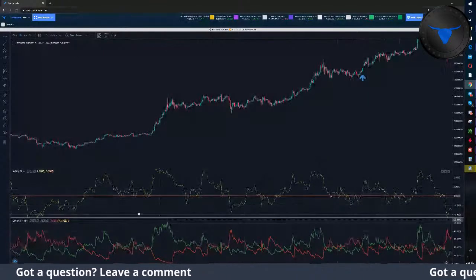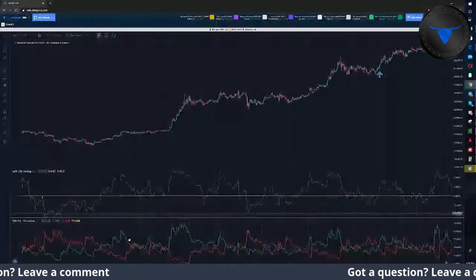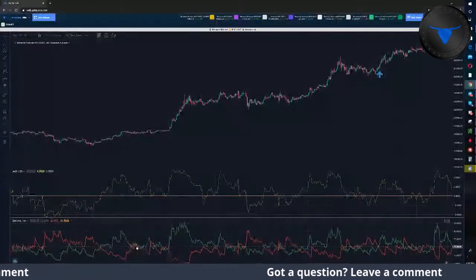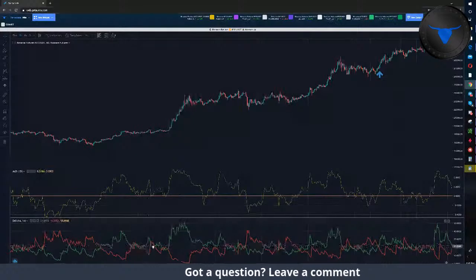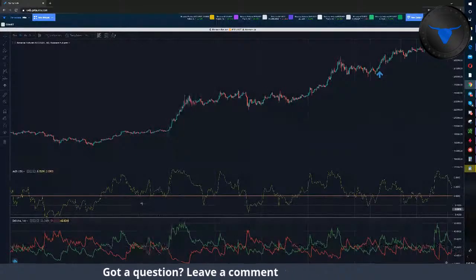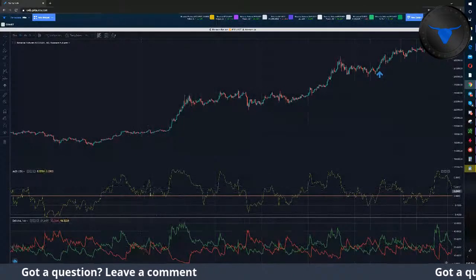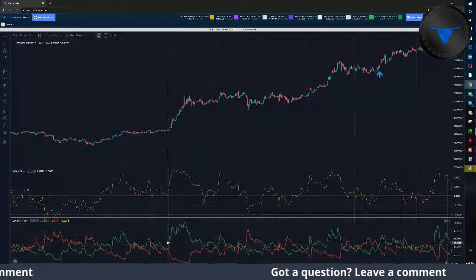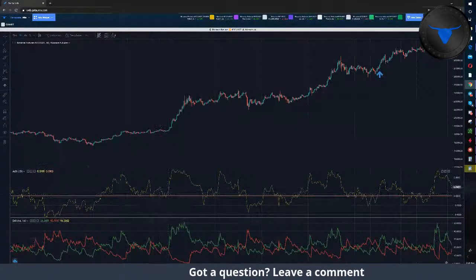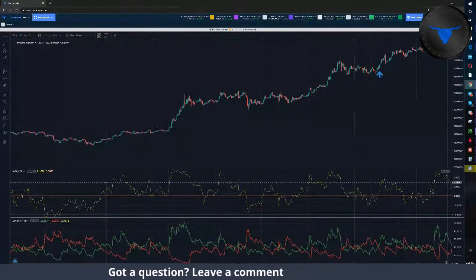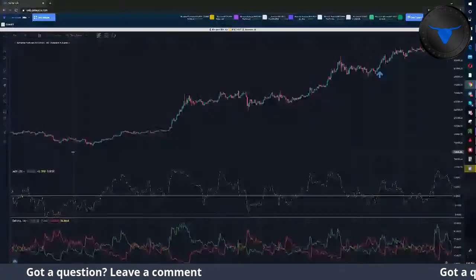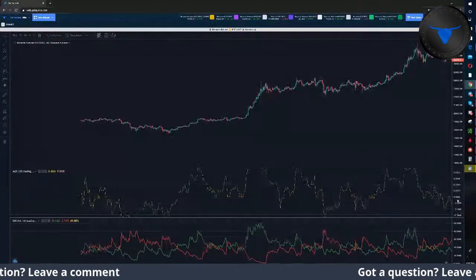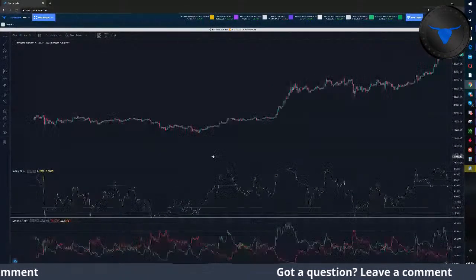Because if you look here, you have your DMI cross, it's all messy, over, under. You don't know which way it's going. But if you look at the demand index right here, it's telling you to ignore all of this. There's no clear signal if you're just following DMI. Here we have a clear one. Let's zoom in.